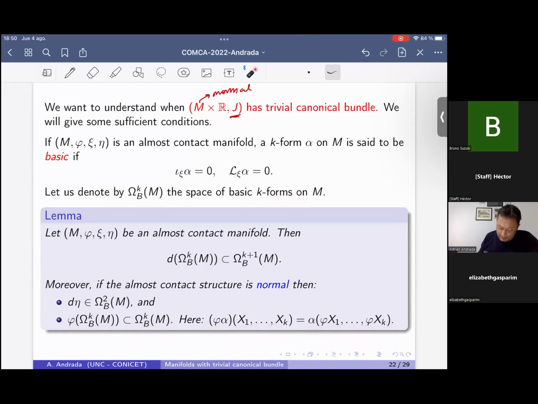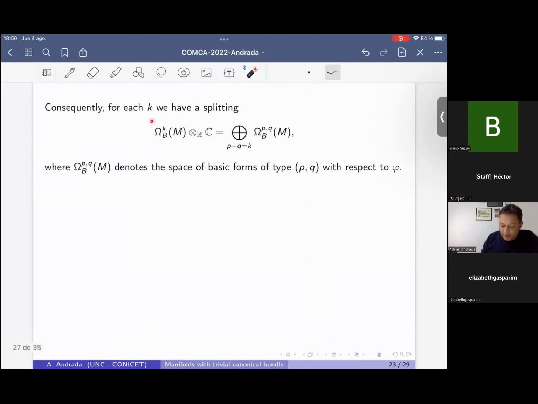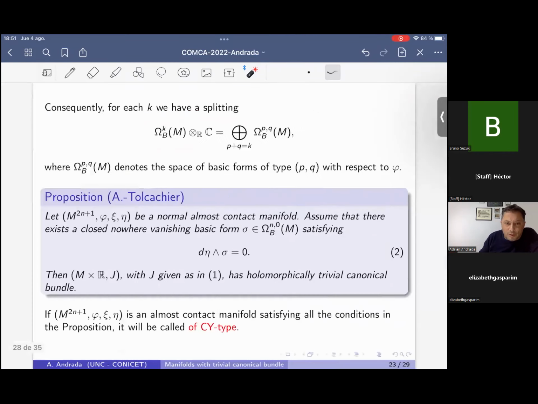So when we have that, we can complexify everything and we can decompose the complex basic forms in (p,q) types, as usual in complex manifolds. And then using this, we can show some cases when the complex manifold N times R has trivial canonical bundle.